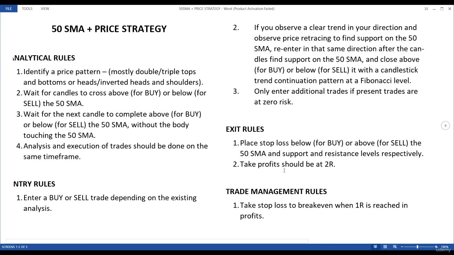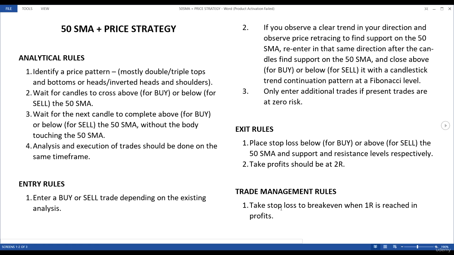And then for trade management rules, you have to take stop loss to break even when 1R is reached in profit. So when your trade hits 1R, you have to take your stop loss to break even. Remember we spoke about break even, so that's what you have to do whenever your trade hits 1R in profit. Okay, so these are the rules for the strategy.